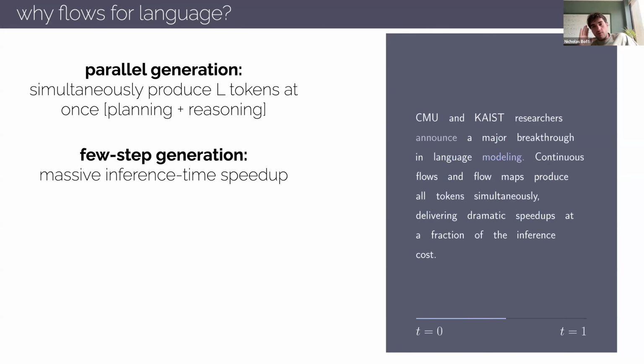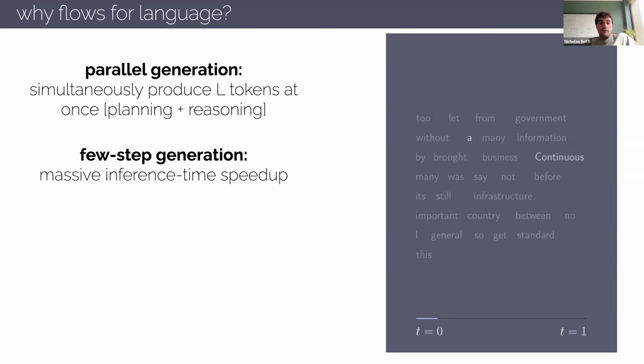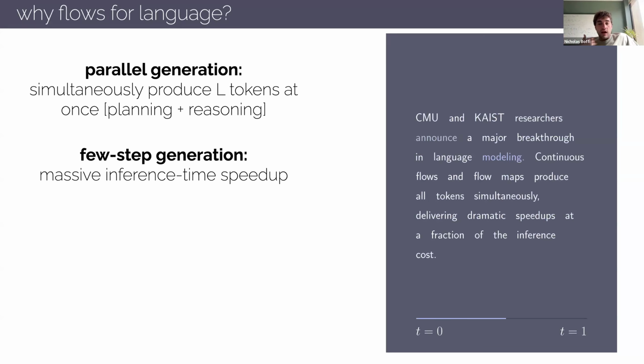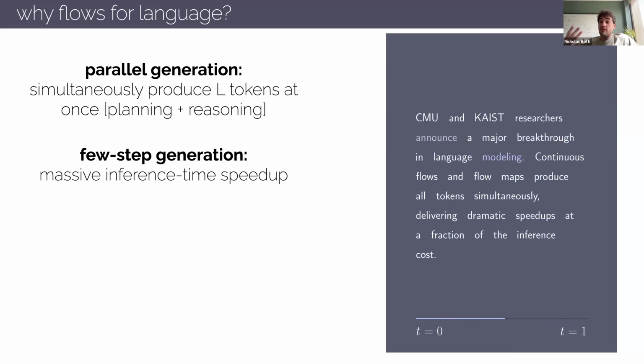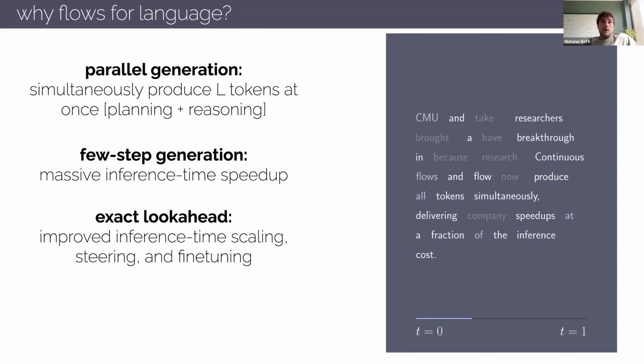Part of this talk will be an explanation of this class of methods called flow maps that we've introduced. This gives us a way to very efficiently distill generative models based on flows into just an operator that can generate samples in one or two evaluations of the neural network. And this gives a massive inference time speed up. So if we have a continuous formulation of language modeling, then we can generate many tokens at once very fast, and this can reduce inference costs dramatically.